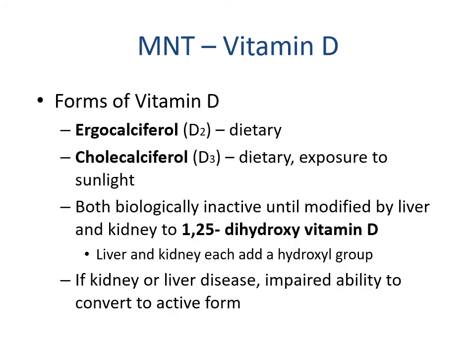Again, just remember there are different forms. You have ergocalciferol, or D2, which is dietary, and then cholecalciferol, or D3, which is found in much smaller amounts in the diet. Really, we need exposure to sunlight. But it's biologically inactive until modified by the liver and the kidneys to be converted into 1,25-dihydroxy vitamin D3, the active D3. We'll talk more about that process in the liver and kidney chapters.